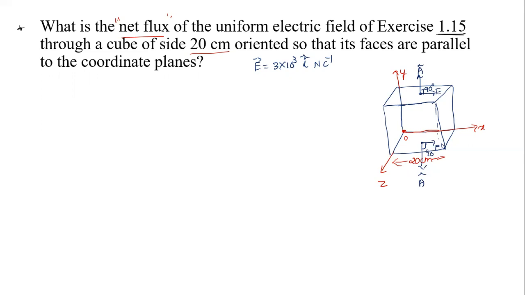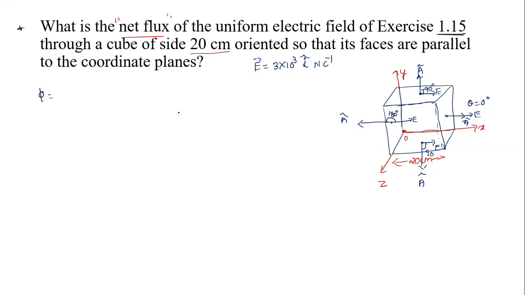If I look at the left surface, the area vector is in this direction, and the electric field is in this direction, along the x-axis, making an angle of 180 degree. On the right surface, the electric field is in this direction and the area vector is also in the same direction. So the angle theta becomes 0 degree. So let's find the total electric flux.